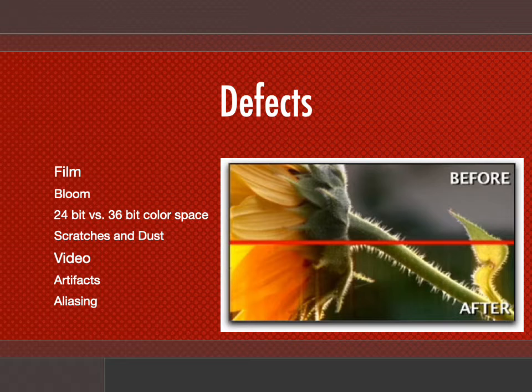I mentioned earlier in this lecture about bloom, and bloom is that thing where light starts to wrap around objects and kind of lights them up. That is one of the nice defects of film. There's also different color spaces that you can work in.